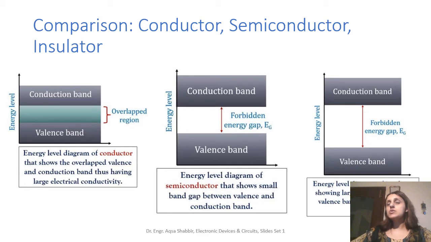And then you're also able to see over here that the forbidden energy gap for semiconductors is smaller than the forbidden energy gap for insulators. So an electron inside the valence band of a semiconductor needs much less energy, when compared with an electron in the valence band of an insulator, to break free from that valence band and enter the conduction band.